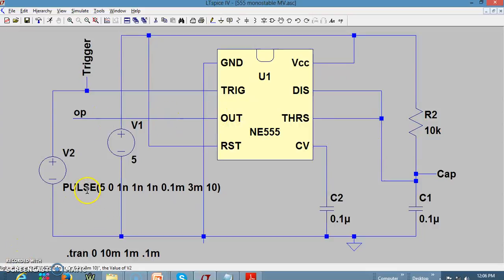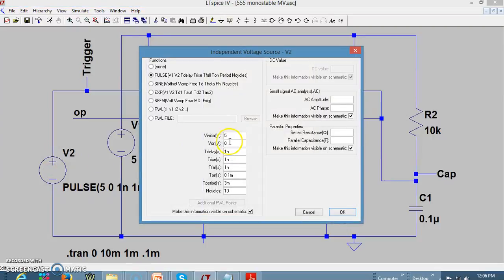I can see we have a pulse with these specifications. You can have a look at what these specifications are. Specifications of this pulse: the initial voltage is 5, when it is on, it is 0. There is a delay of 1 nanosecond.